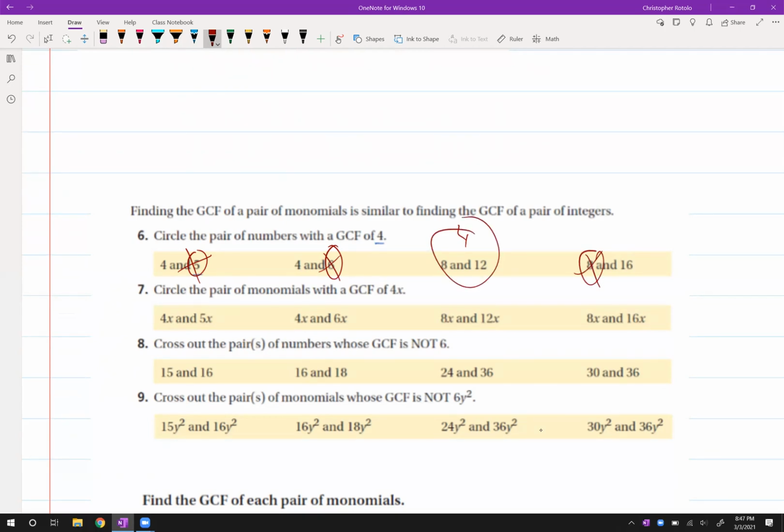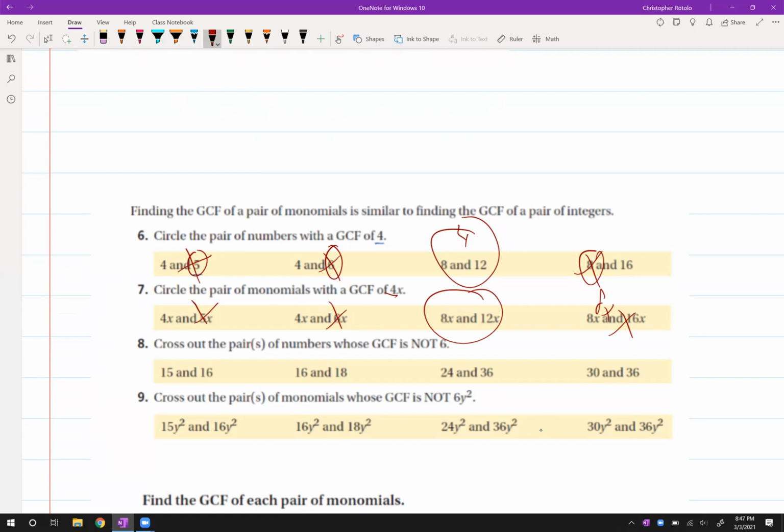What about 4x? Well, it still has to have the GCF 4, so I'm going to get rid of some of these. And this one's going to be 8x, so that's no good. So it happens to be the same. Now, why is it a common factor? Because they both have an x. So that's how that works.